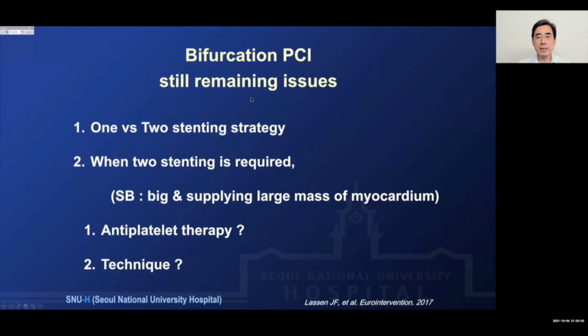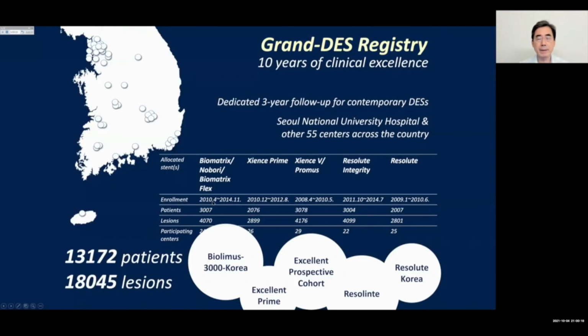There are still remaining issues regarding bifurcation PCI. Which one is better, one versus two stenting? When two stenting is required, such as when the side branch is big enough to supply a large mass of myocardium, which antiplatelet regimen is better? Which technique is the best? To answer this question, about 5 years ago, we reported results of the Granada-DS registry.